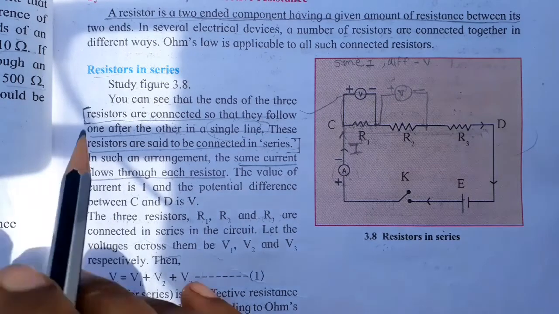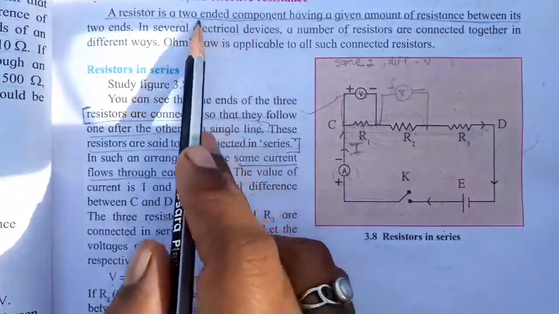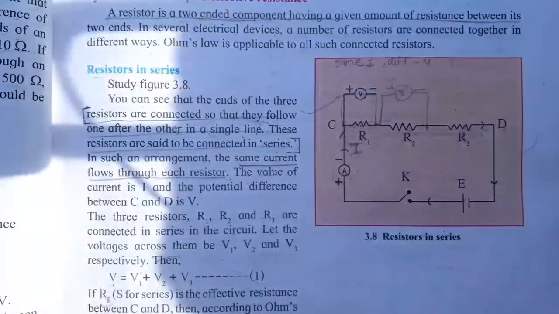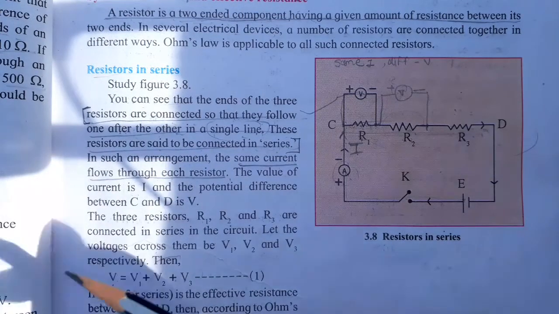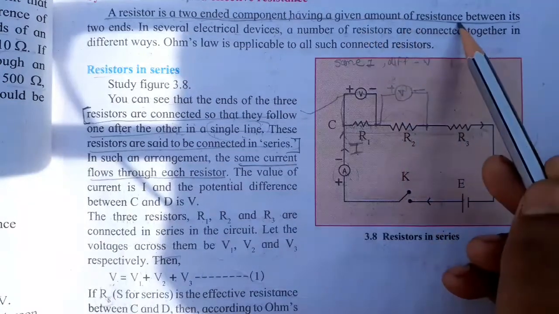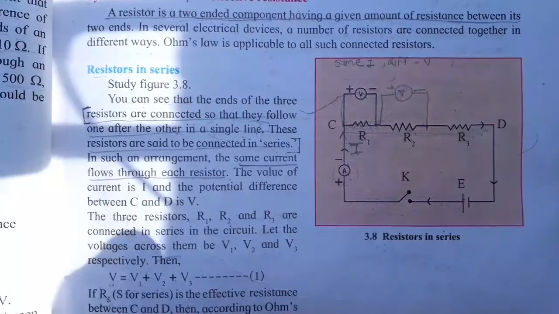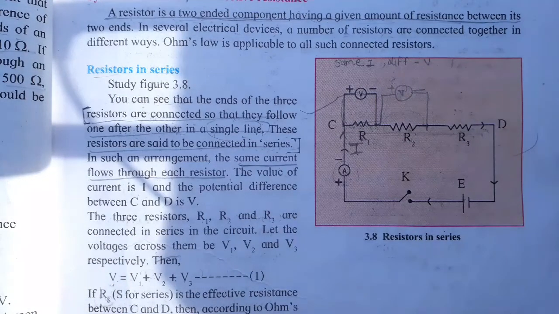Let's see. A resistor is a two-ended component. What is meant by a two-ended component? It has no positive and negative terminal, so we can connect it in any way. Resistors are made up of different materials and have a specific resistance.